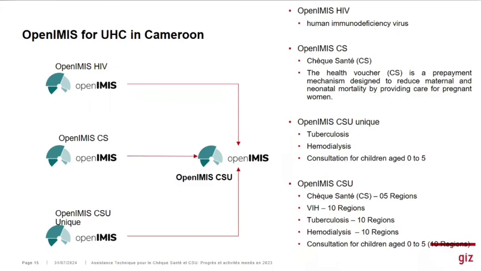What is the openIMIS CSU? So openIMIS Universal Health Coverage. CSU is the French word for that. So in this openIMIS, we are claiming 5 different service packages, and those are the 5 different service packages for the universal health coverage in Cameroon for the moment. So phase 1 of the project is to begin with 5 service packages, and like I already mentioned, they are the Check Santé, the HIV, the tuberculosis, hemodialysis, and the consultation for children under 5 years.